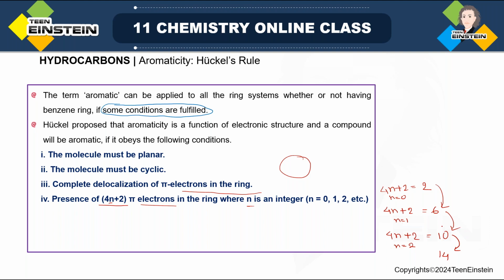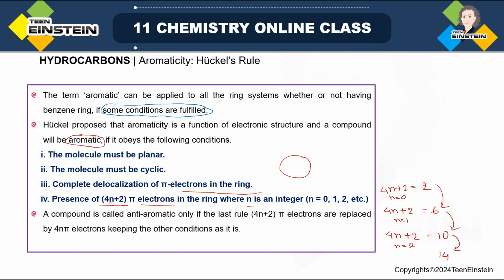So the gap is basically 4. 2 to 6, 4 gap, 6 to 10, 4 gap, 10 to 14, 4 gap. So this type of number of electrons must be involved in the delocalization. Now two important extra terms you also have to know. When you learn aromatic molecule, you also have to know what is anti-aromatic.